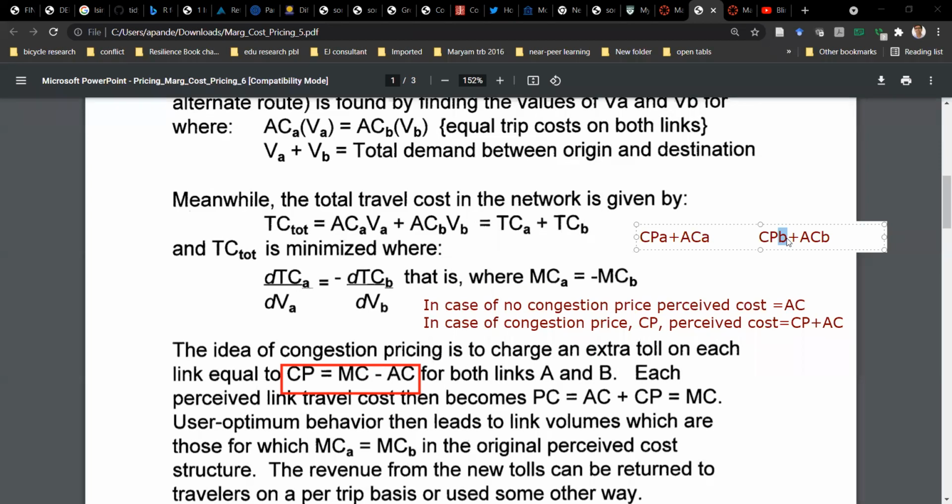Now, what would that equilibrium look like if these are the perceived costs on route A and route B? Remember, drivers are always trying to minimize their perceived cost, so they will keep switching routes until their perceived costs are equal. In the case of no toll at all, their perceived cost used to be AC, but now in the presence of toll, the perceived cost is congestion price plus the average cost. Now, what would the equilibrium look like in this scenario?